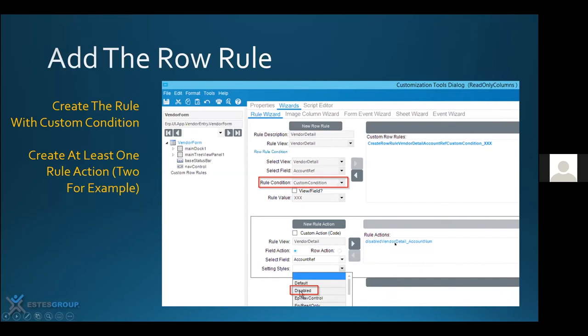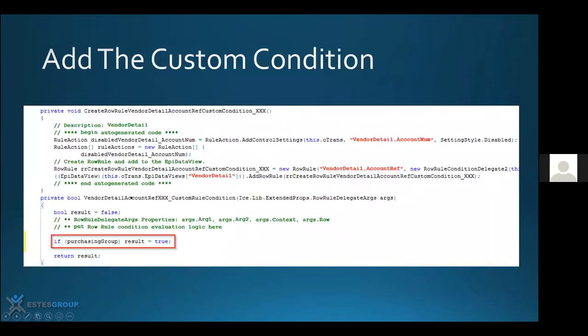You select a field, and then you select what happens if the condition is met. And in this case, we're going to use disabled. So if our condition is met, which is the user group, we're going to disable this field right here. And this is a result.